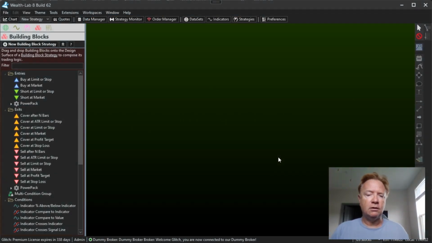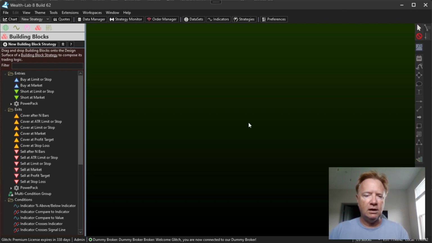Welcome to another episode of WealthLab Key Concepts, where we'll talk about important concepts in backtesting and/or WealthLab specifically. Today, let's talk about transaction weight. What is transaction weight and how can you use it to get consistent backtest results?